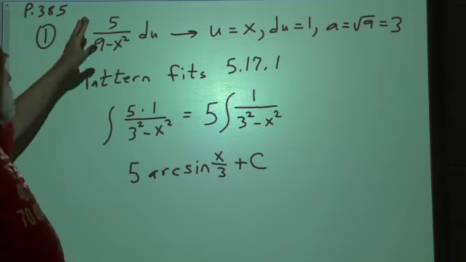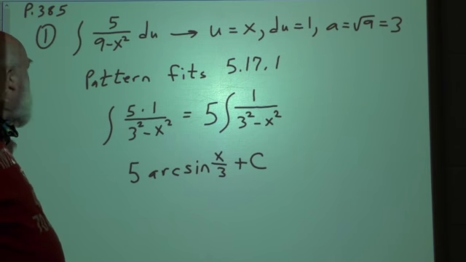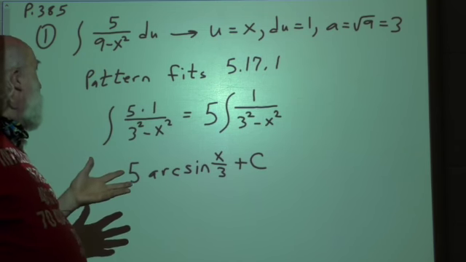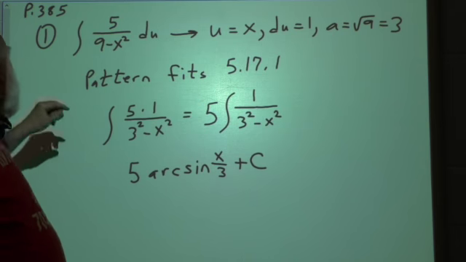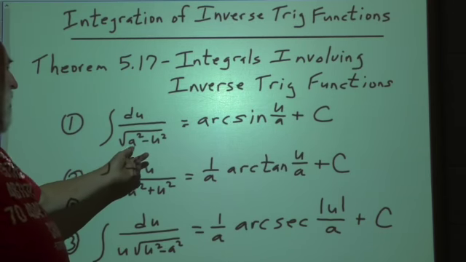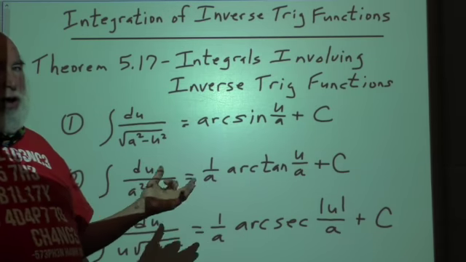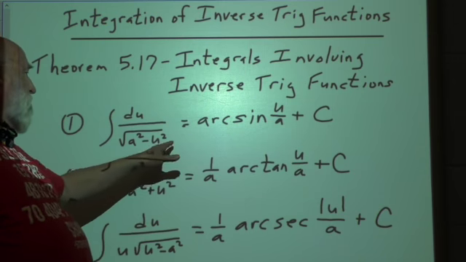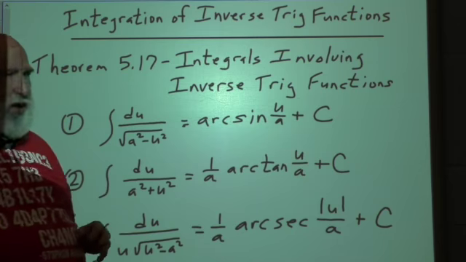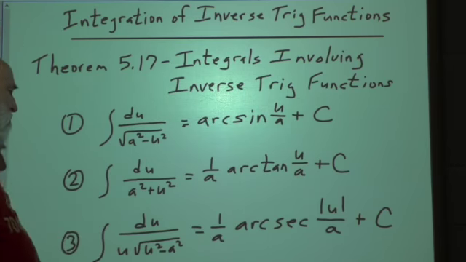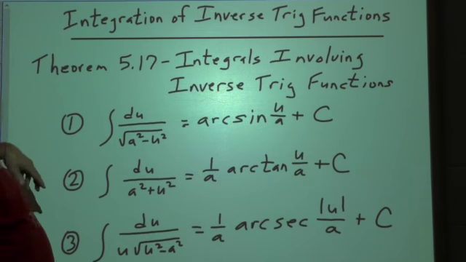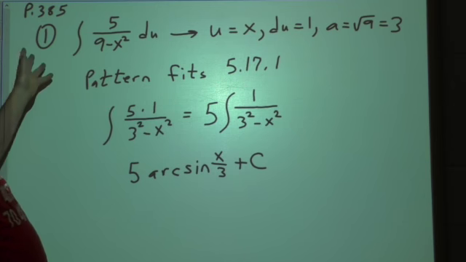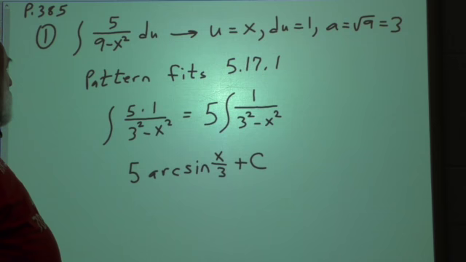For number one, this is the integral of 5 over the square root of 9 minus x squared dx. If we replace u with x and du with dx, one thing we have to be able to identify is the value a. A is generally a number, although technically it doesn't have to be, and the variable part is the u squared. Sometimes the order has to be switched around, and we'll talk about that. But in this particular case, this fits the pattern of the arcsine, the number one of the three options.